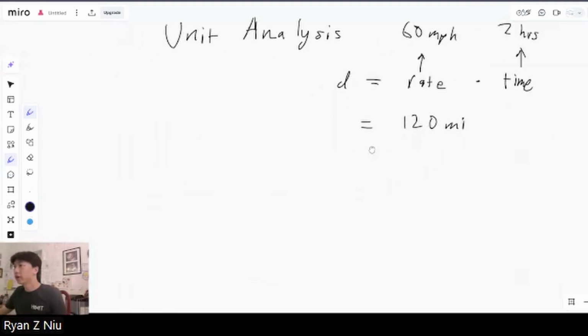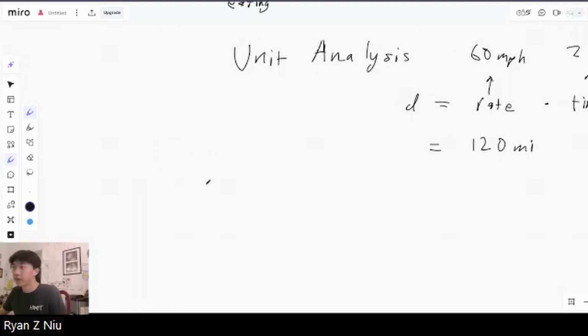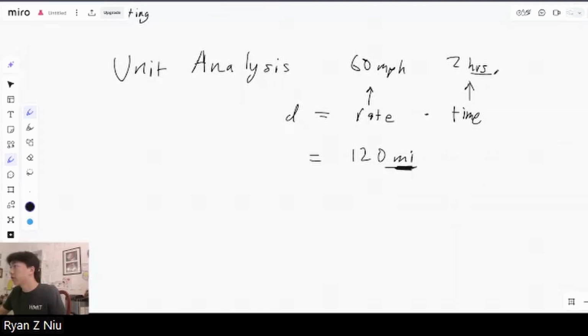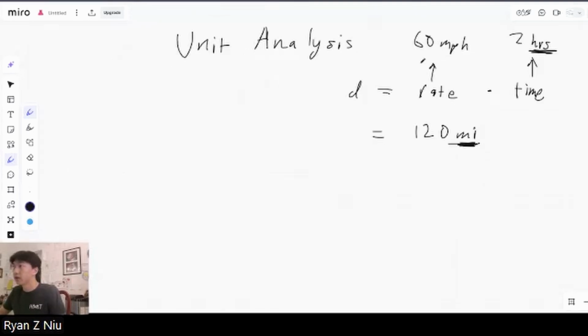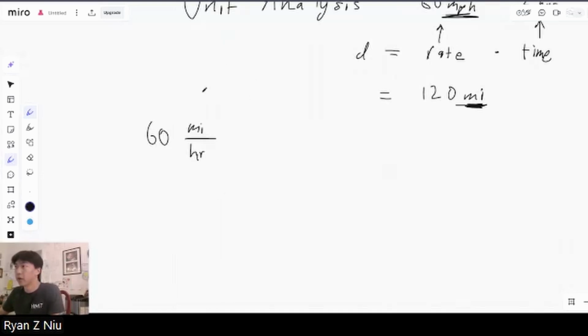And so the way you want to think about this is we have our units, right? So for units here, we would have 120 miles. And then for time here, right, we would have hours. And then our rate is miles per hour. And whenever we have a per, we want to think of it as division. So it'd be 60 miles over hour, right? And so if it was like meters per second, then it'd be 5 meters over second, right?